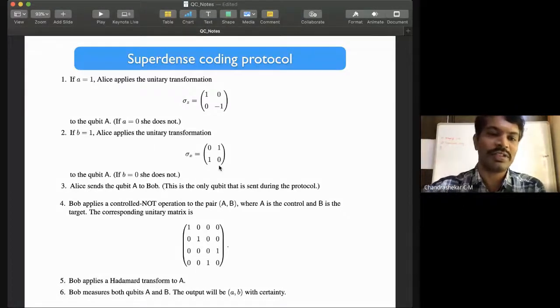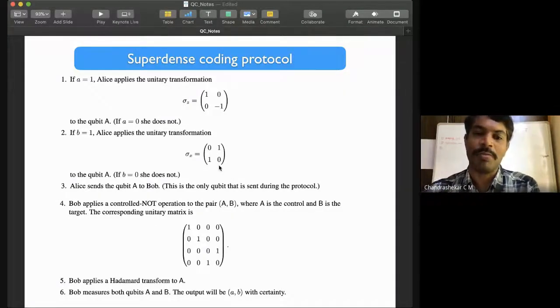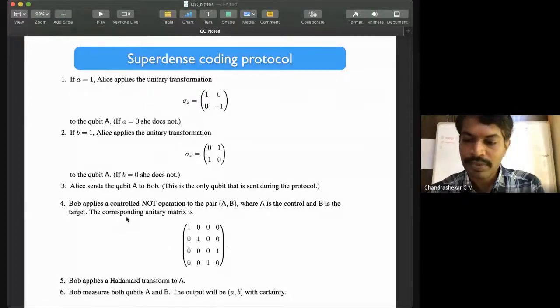So the only qubit with her is the first qubit. She does these two operations and she sends it to Bob. Now, what will Bob do? Bob will apply a control NOT gate operation on the pair he gets, right?